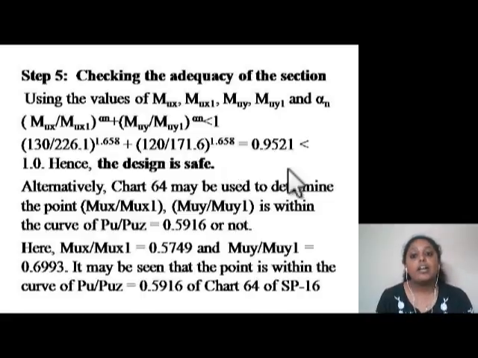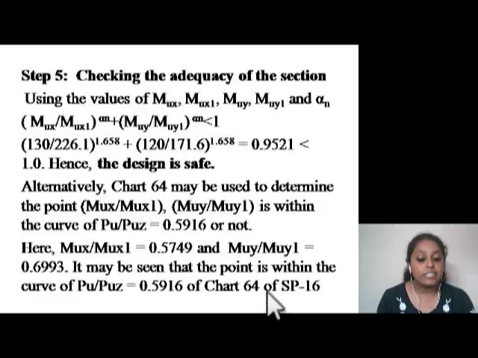Alternatively, we can also use chart 64 to determine whether MUX by MUX1 and MUY by MUY1 is within the curve of PU by PUZ is equal to 0.596 or not. Here MUX by MUX1 is equal to 0.5749 and MUY by MUY1 is equal to 0.6993. And it may be seen that the point is within the curve of PU by PUZ is equal to 0.596 of chart 64 of SP16.